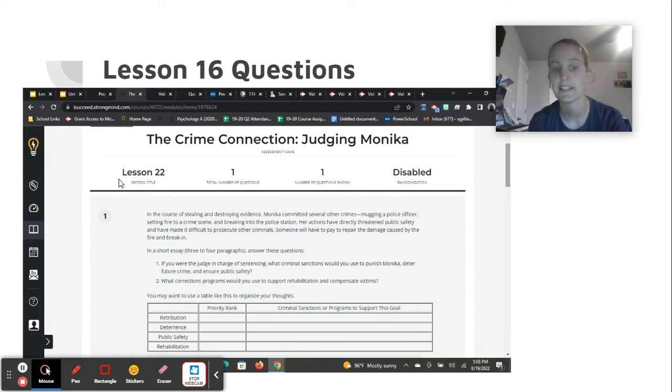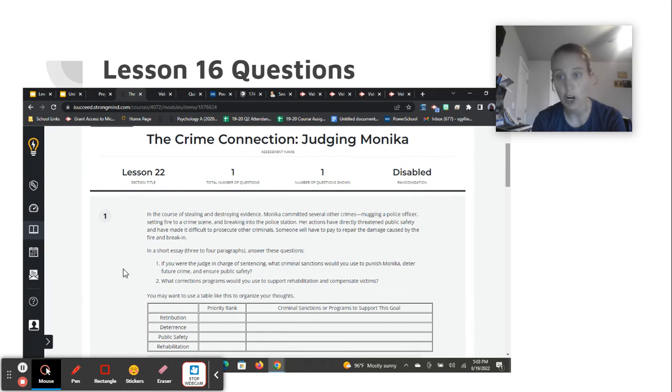And it's actually going to be a short essay, 3 to 4 paragraphs. And a paragraph is 3 to 5 sentences. So the first thing you want to answer is, if you were the judge in charge of sentencing, what criminal sanctions would you use to punish Monica, deter future crime, and ensure public safety? Then you want to answer, what corrections programs would you use to support rehabilitation and compensate victims?